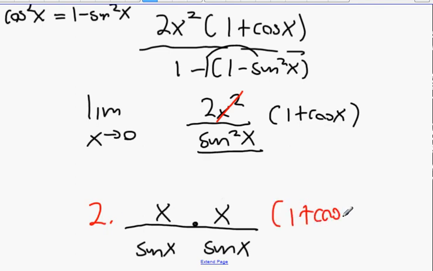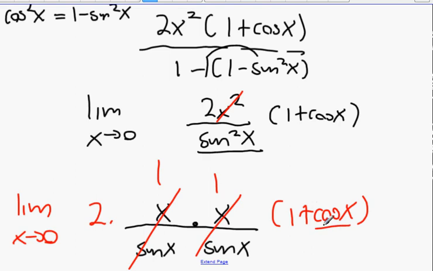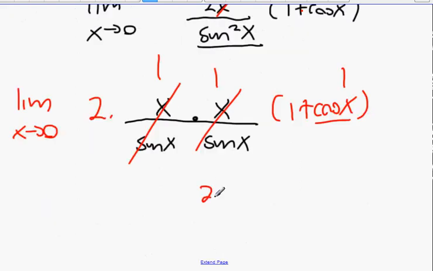Now, limit as x approaches 0. This here is 1. This here is 1. What's the limit of cos x as x approaches 0? 1. So it's going to be 2 multiplied by 1 plus 1, which is 2 multiplied by 2, which is 4.